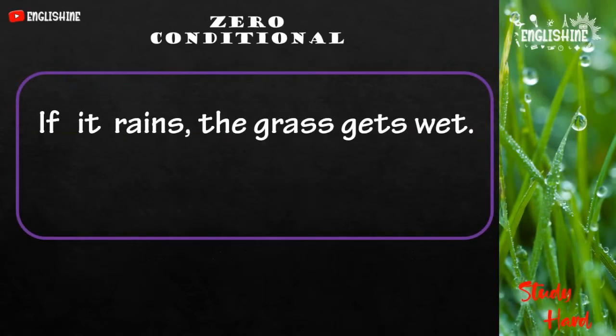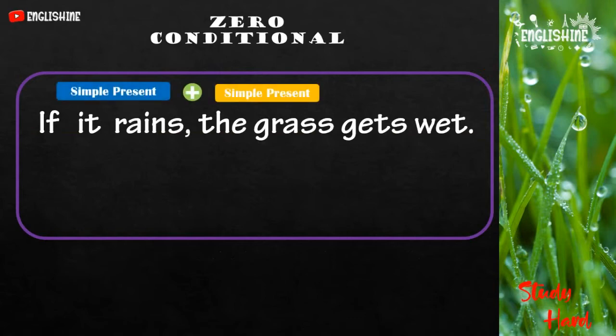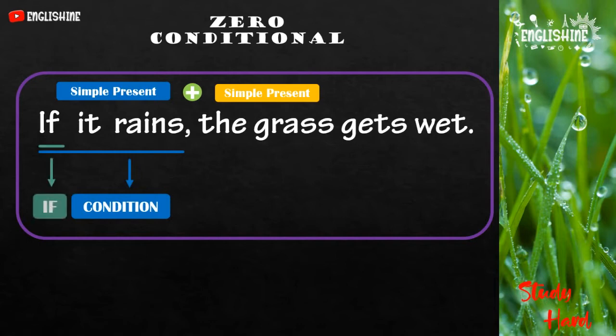Let's look at this sentence again. If it rains, the grass gets wet. The tenses are simple present plus simple present. If it rains is the condition. This is an if clause because it begins with if. Also, we have to use a comma at the end of an if clause when the if clause comes at the beginning of the sentence.